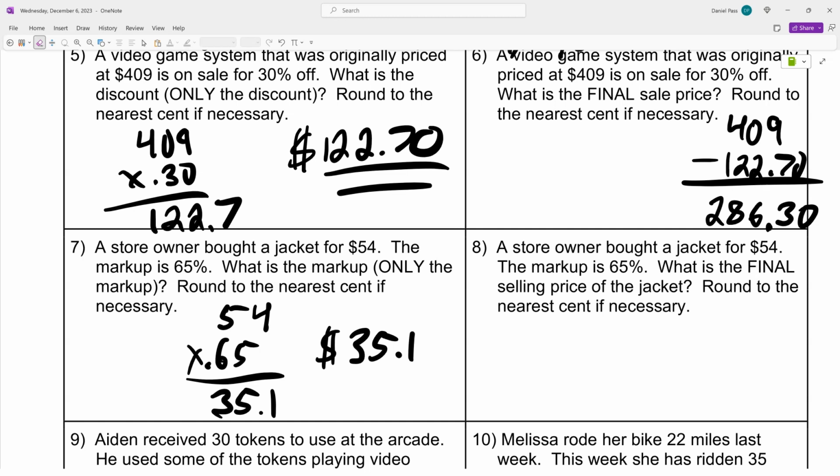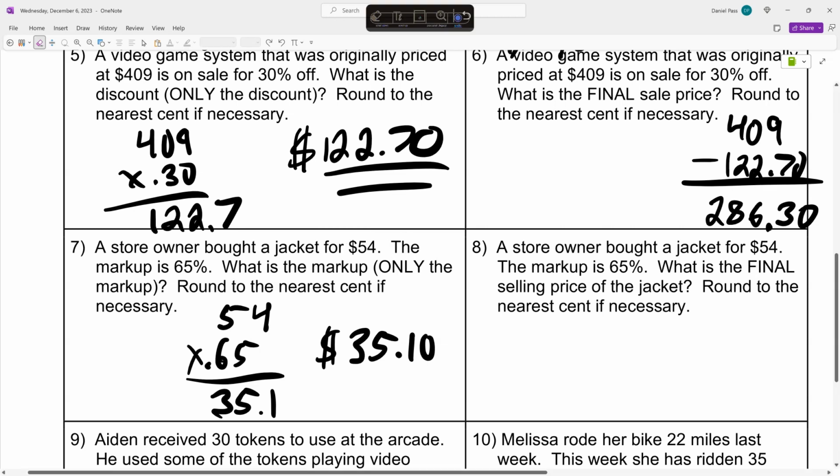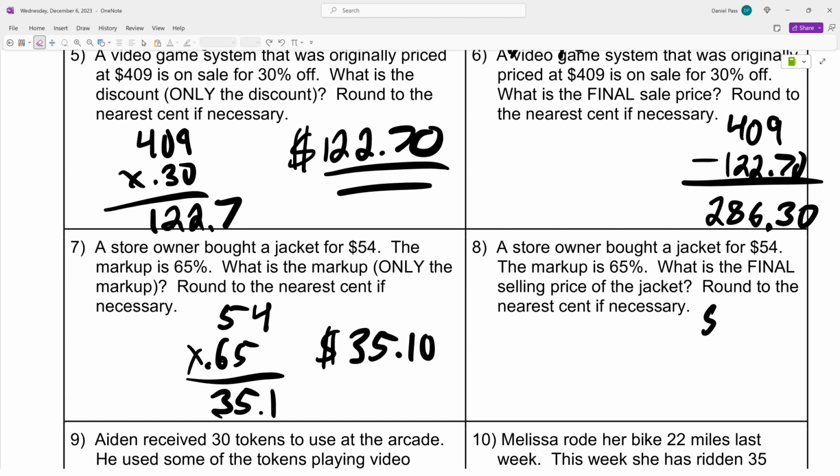Okay, $35.10. Now, the markup means that whoever owns the store paid 54 bucks to buy the jacket themselves. But they're not going to sell it for 54 bucks. They're going to sell it for more money. Please make sure you're writing. So 54 bucks plus 35.10, because they're going to sell it for more money, is 89.10, right?